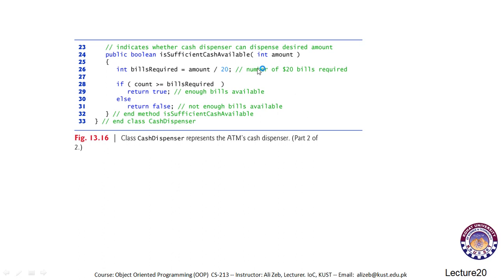So we have the amount and we have the bills required. If the count is greater than the bills required, return true. That is, if we have more cash in our system than is required by the user, then we can dispense the cash. Otherwise we cannot dispense the cash to the user.